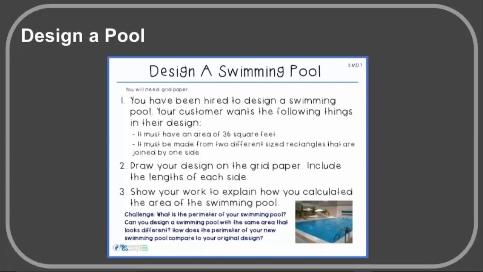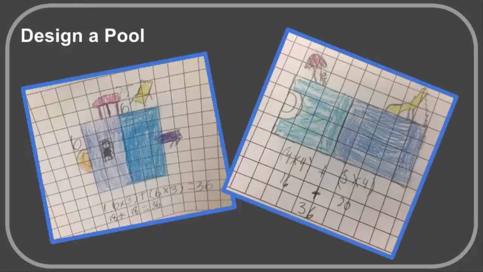The guidelines state that the pool must have an area of 36 square feet, and it must be made from 2 different rectangles that are joined by one side. In class, we decided to have a shallow end and a deep end to our pools, which you can see by the shaded sections. Students found the area of each section to confirm that the total square footage is 36 square feet. Most importantly, they discovered that the width and length of the pools could vary while still maintaining the requirement of 36 square feet.